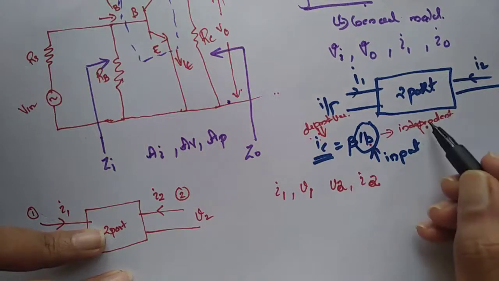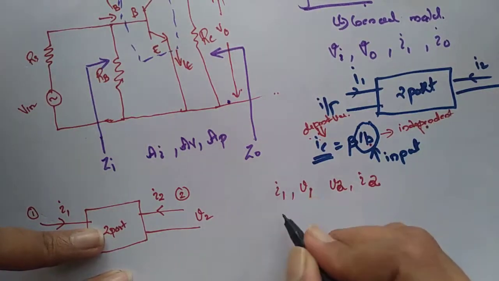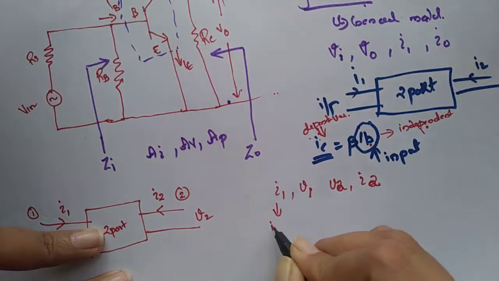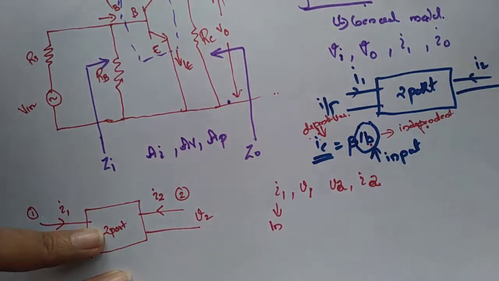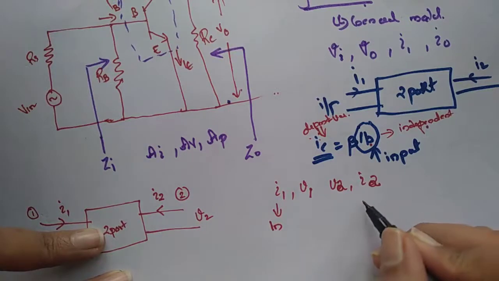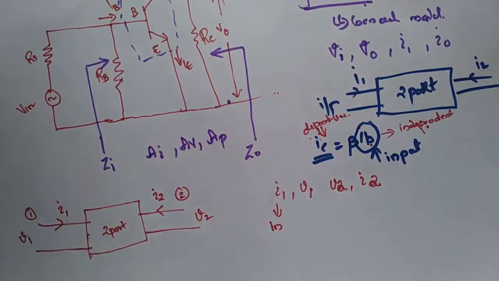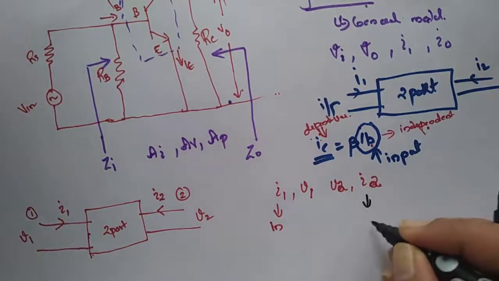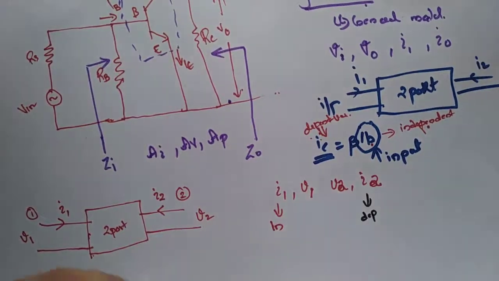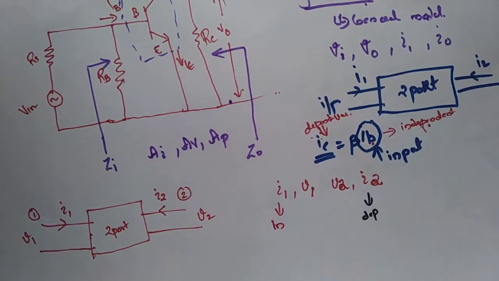Input current is an independent parameter, so I am classifying it as an independent parameter. Okay, and what is I2? I2 is a dependent parameter, so I am representing this as a dependent parameter. I2 depends on the independent parameter I1.